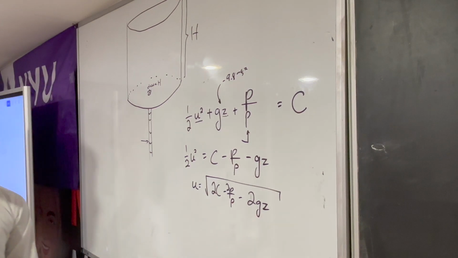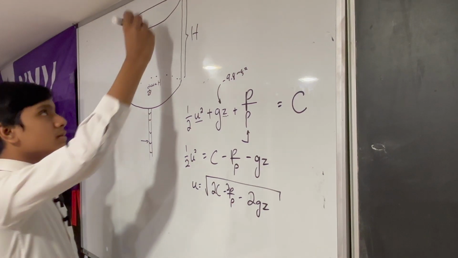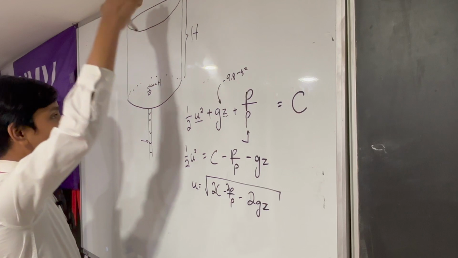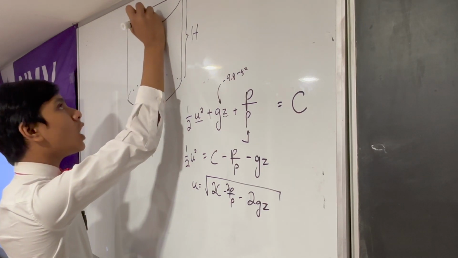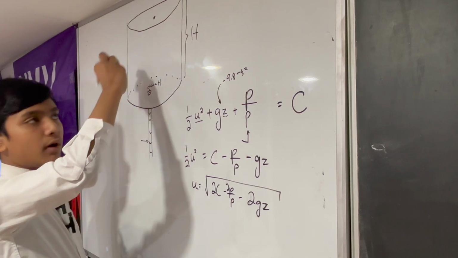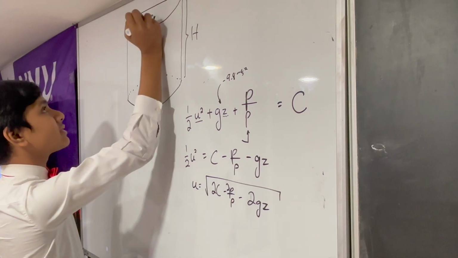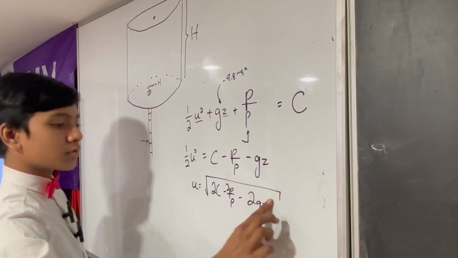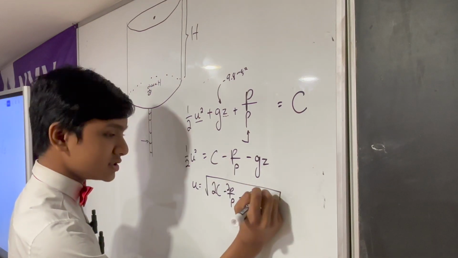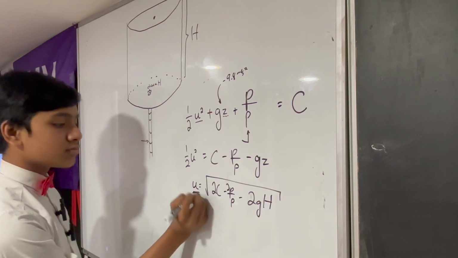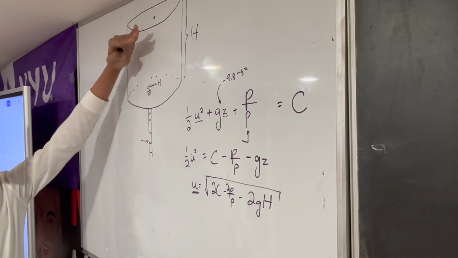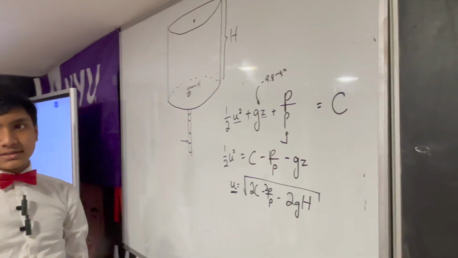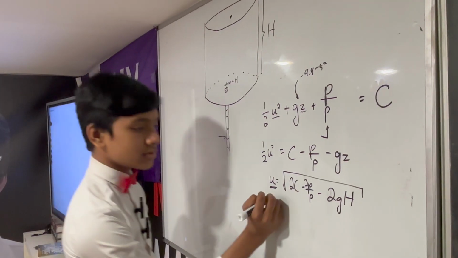Now here's the thing. First of all, we're trying to look at how fast water is flowing out. So we're going to choose some of the water at the top of the reservoir, which means at the height h. So we're going to substitute h in for z. And that's where we're going to find the velocity, u. So in other words, we're kind of finding how fast the water level is going down.